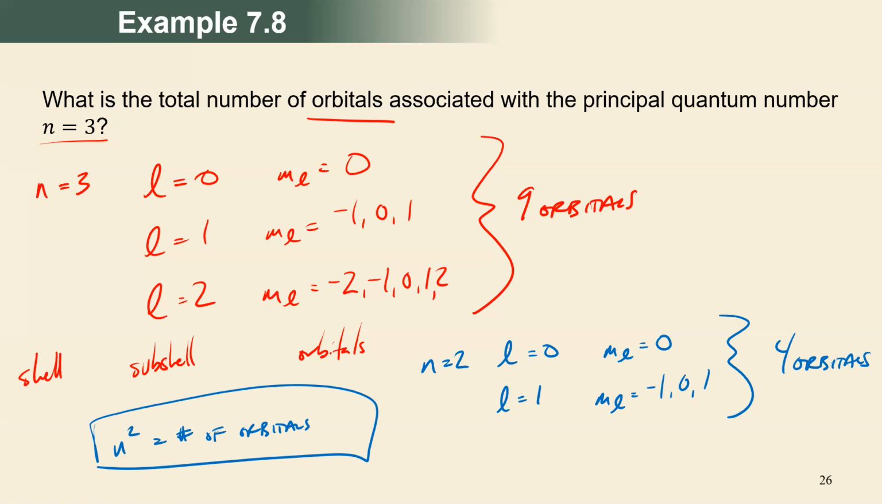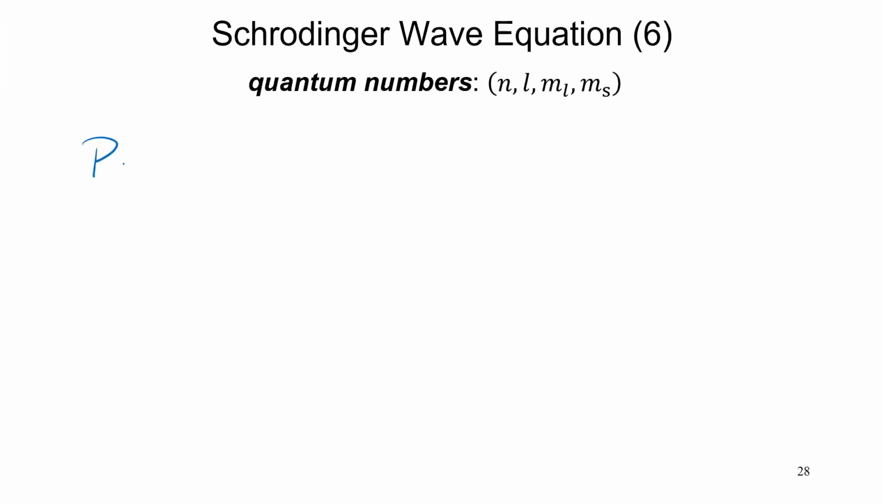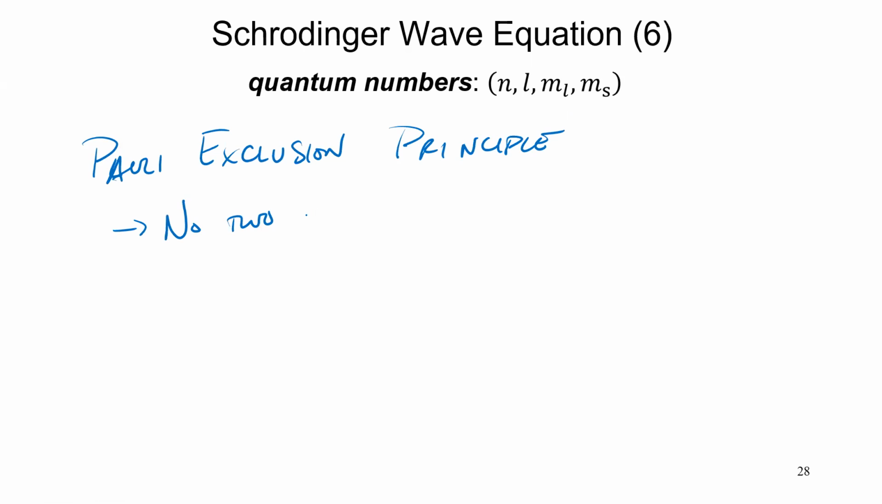So, we talked a little bit in lab yesterday that when we discuss quantum numbers, we have this Pauli exclusion principle, and so just to reiterate that Pauli exclusion principle. No 2 electrons in an atom can have the same 4 quantum numbers.